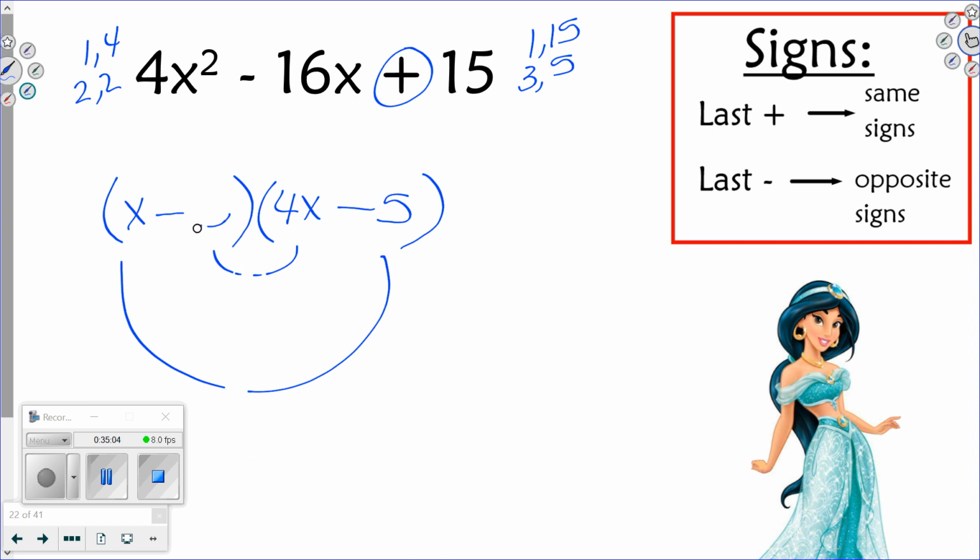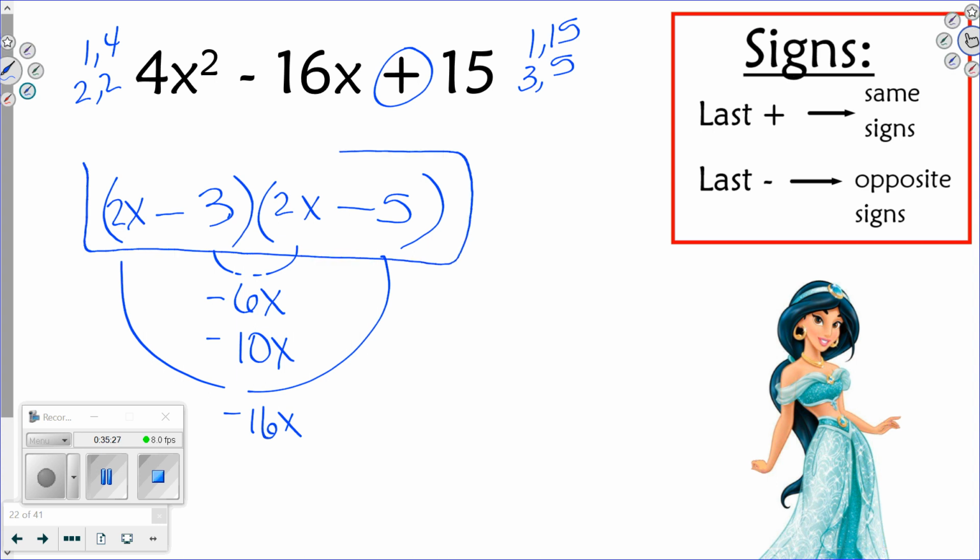All right, so let's, oops, I said I wasn't changing that. You guys want to change that to a, what, 2 and 2? All right, so if I change that one, now I get negative 6x, and that gives me negative 10x, which is negative 16x. Yay, worked that time. So I need a 2x minus 3 and a 2x minus 5.